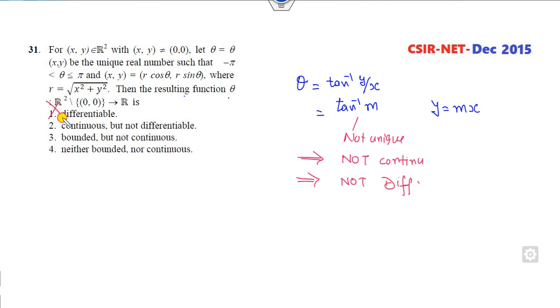Once it's not continuous, it means it is not differentiable. So the first option is differentiable, not continuous, bounded, neither bounded. How can you check the bounded? We can start from here. Tan inverse y by x. What is the upper limit of the tan inverse? Pi by 2. So we can see it's bounded. It's bounded, not continuous, neither bounded, cancel. The right option is the third, it is the correct answer.